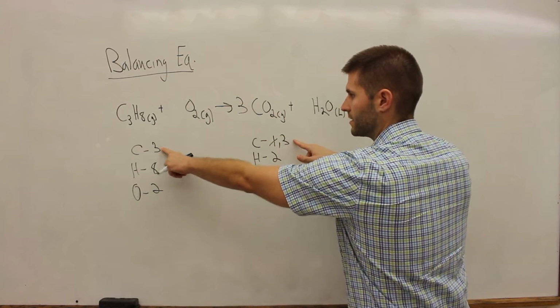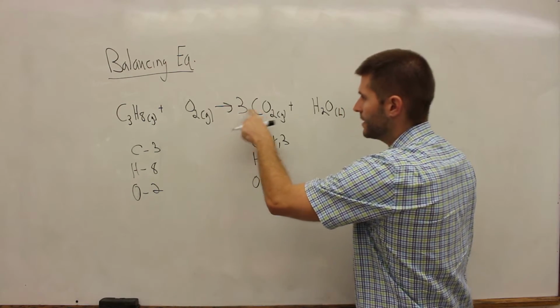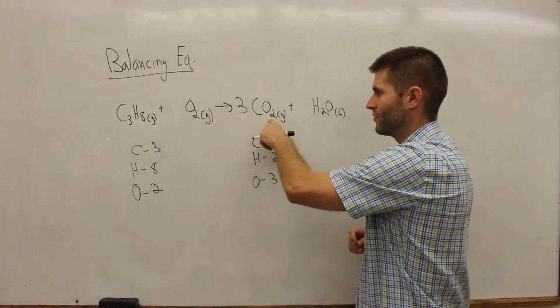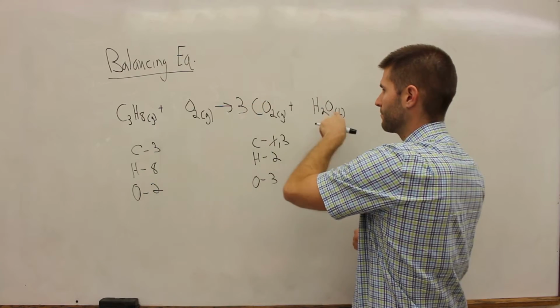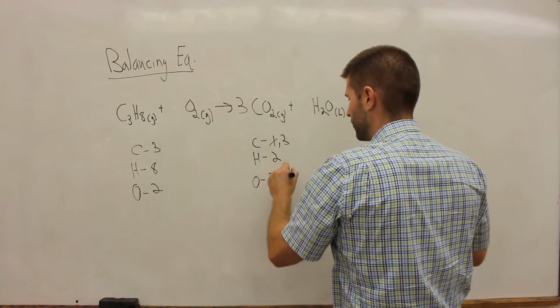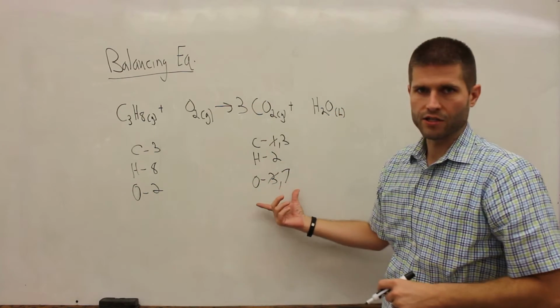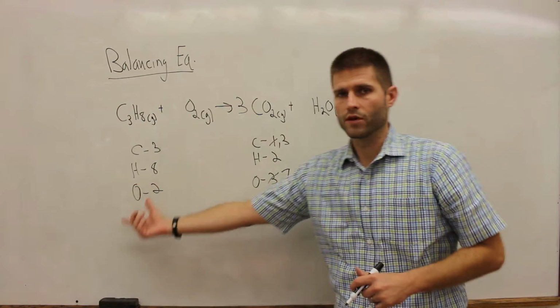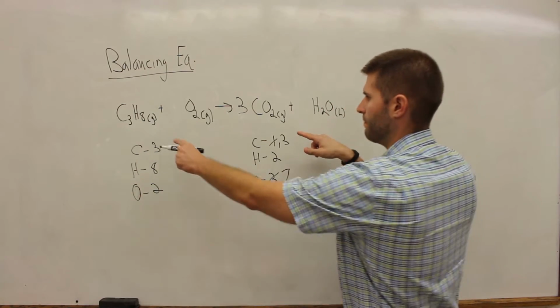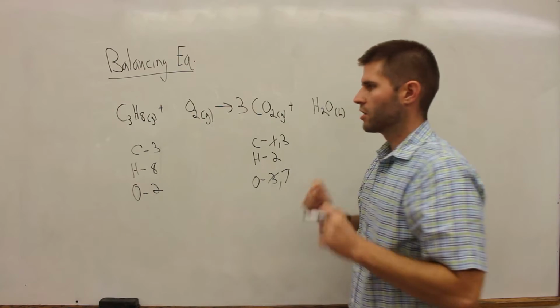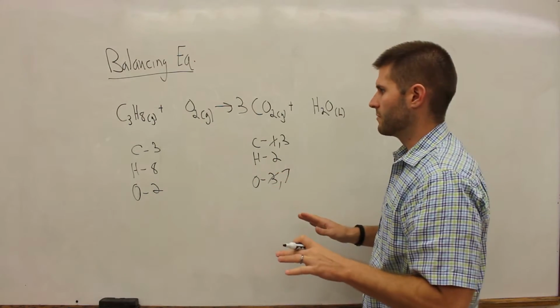We have now balanced the carbons, but now the 3 is also multiplied by the oxygen, which is 2. So there's 6 there, plus the 1 from water. So now we have 7 oxygen atoms on the right, only 2 on the left. But the good news is we have balanced the first element, carbon. So we don't have to worry about carbon anymore.